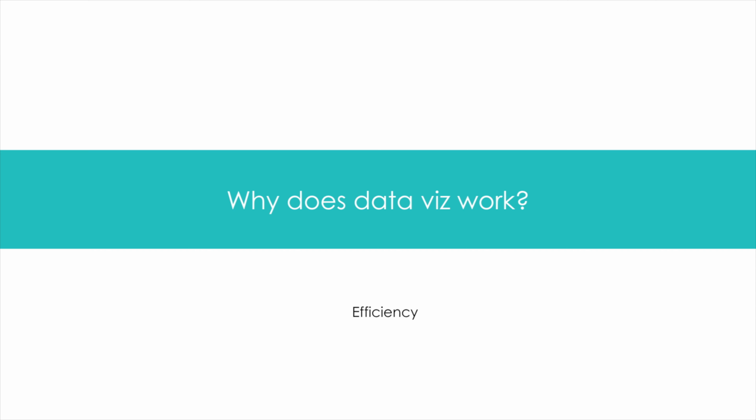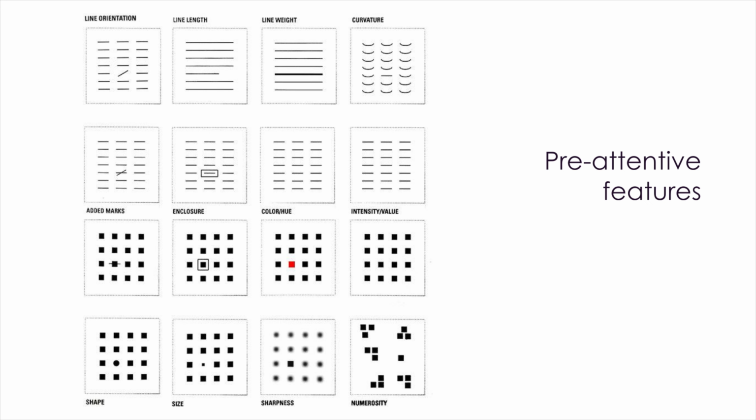So just to explain that in a bit more detail, these features here, like line orientation, length, colour, size, they're the building blocks of any data viz. They're the features that we use to represent our data. And they all share a common property. They're all called pre-attentive. And that means that we can spot differences in these features in less than 300ths of a second. So that's why we use them in data viz, because they make spotting patterns really, really easy.